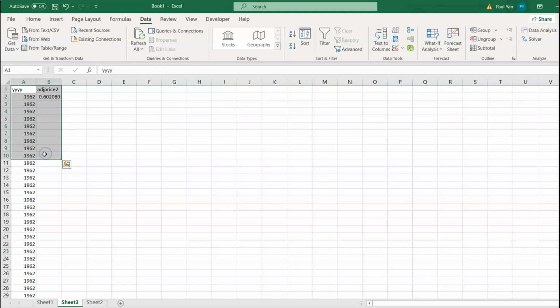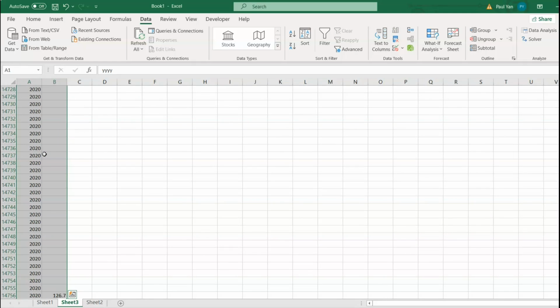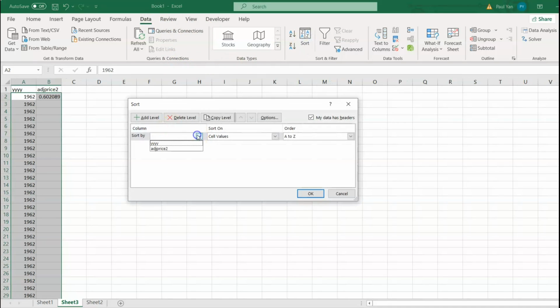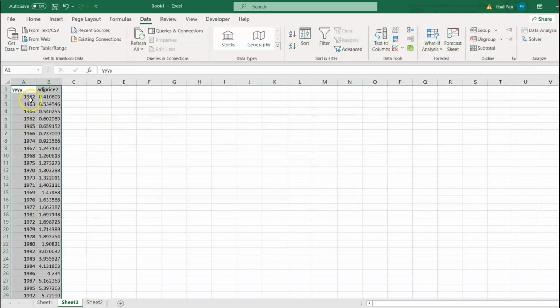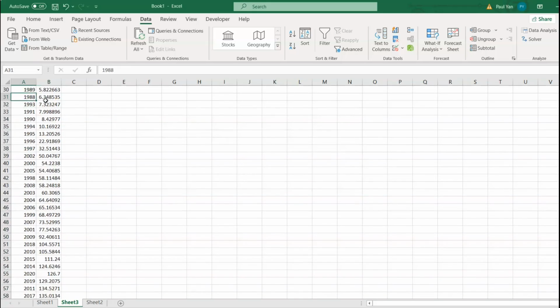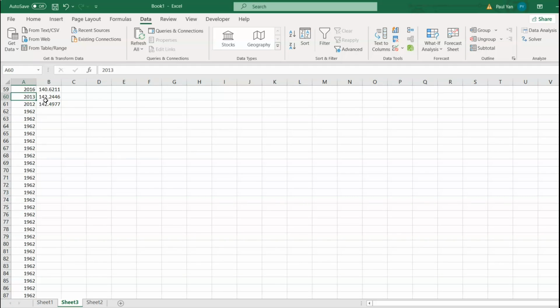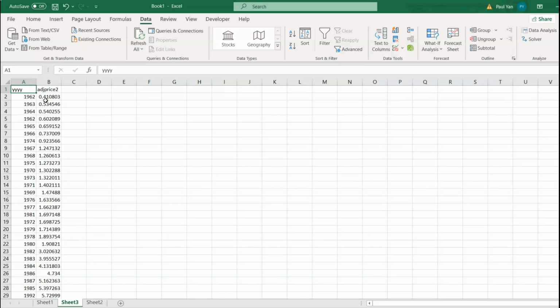So we highlight our data set, click data, click sort, then we sort according to price, from low to high, from A to Z. If you look here and continue, we are going to collect our data. So all the blanks move to the end.